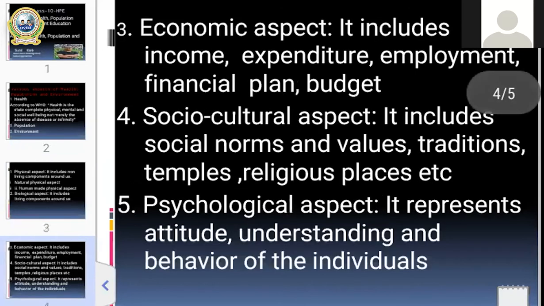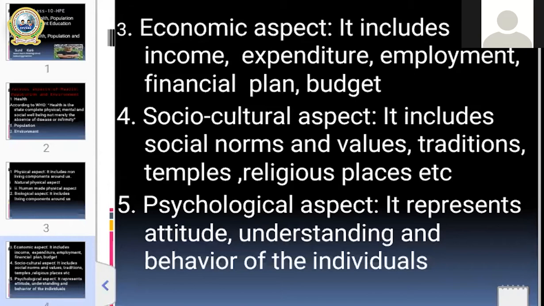Okay, my dear students. After the second aspect of health, population, environment, education, the third aspect of health, population, and environment, you can see on the screen as well. Please, you can write it down in your copy as well. So third, economic aspect. And the economic aspect includes income, expenditure, employment, financial plan, and budgeting, etc. These are some of the examples which are linked with the economic aspect.